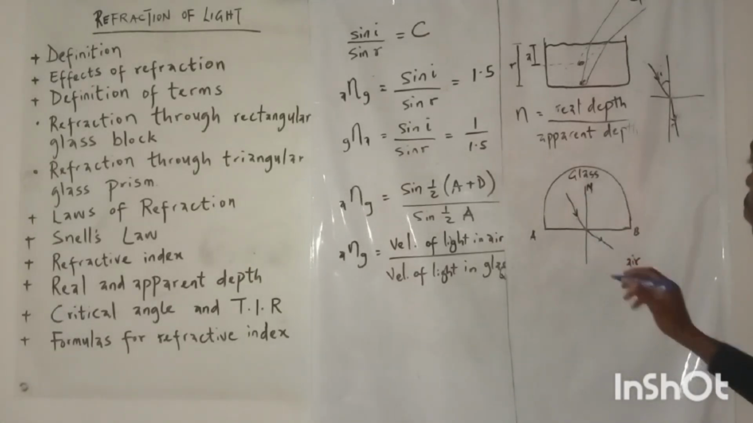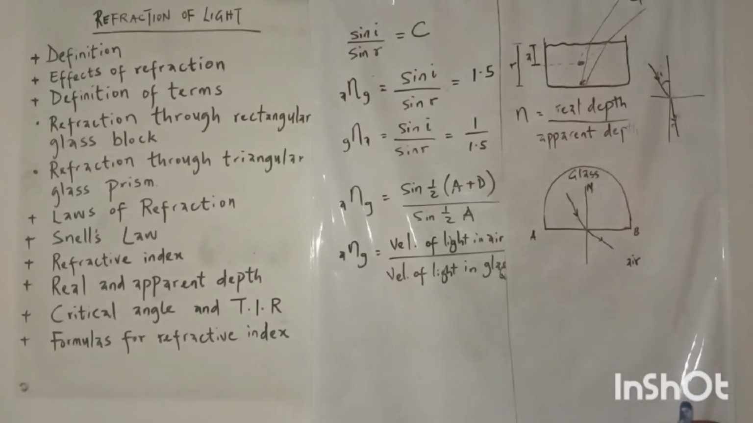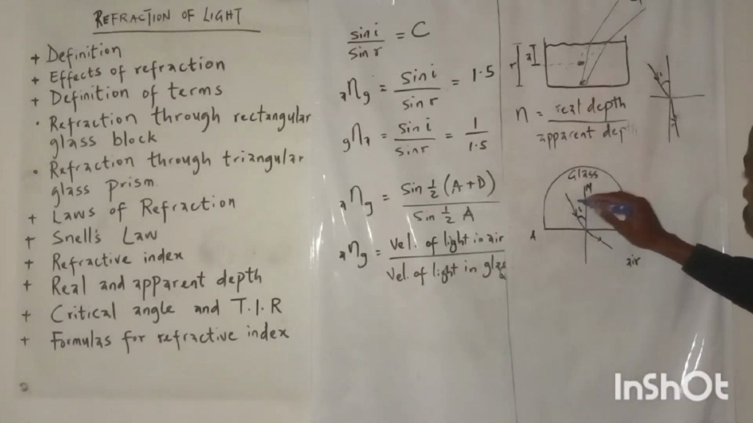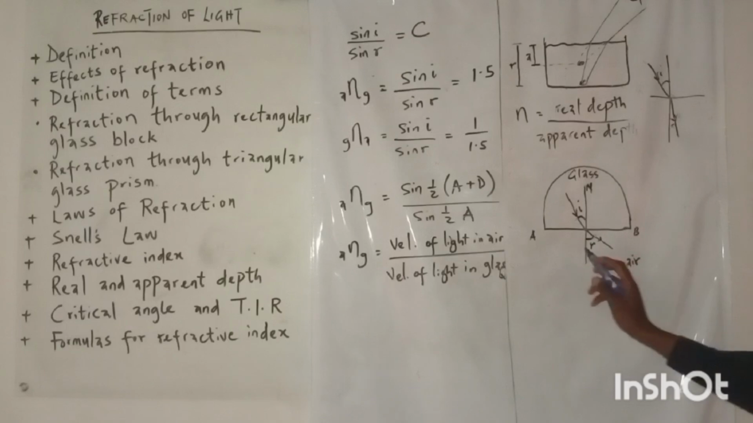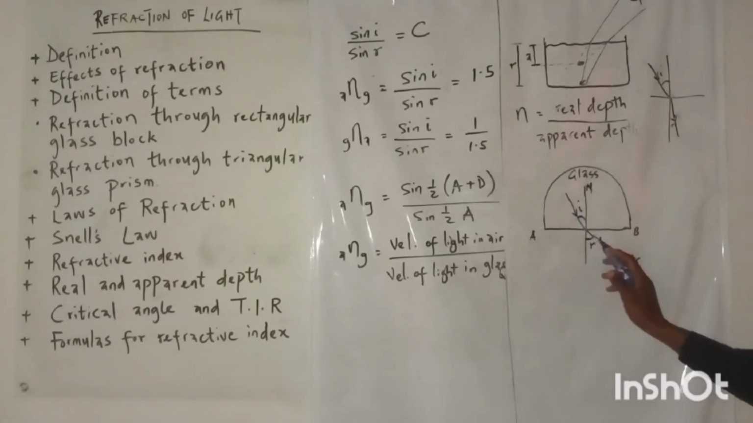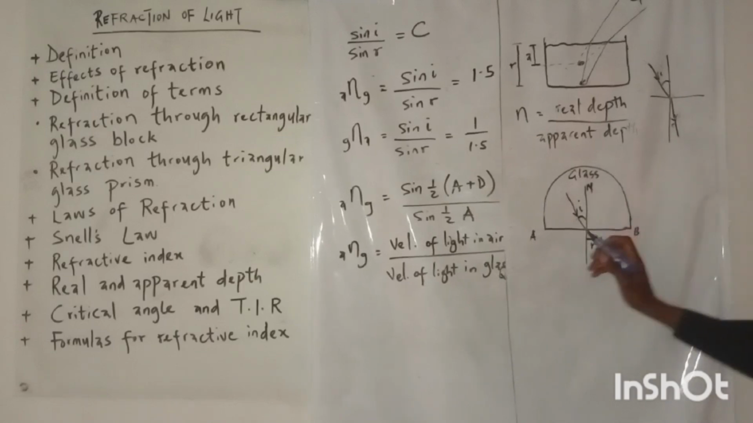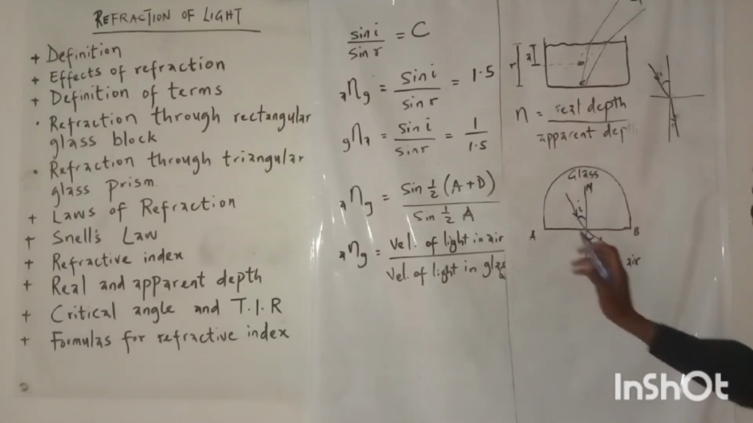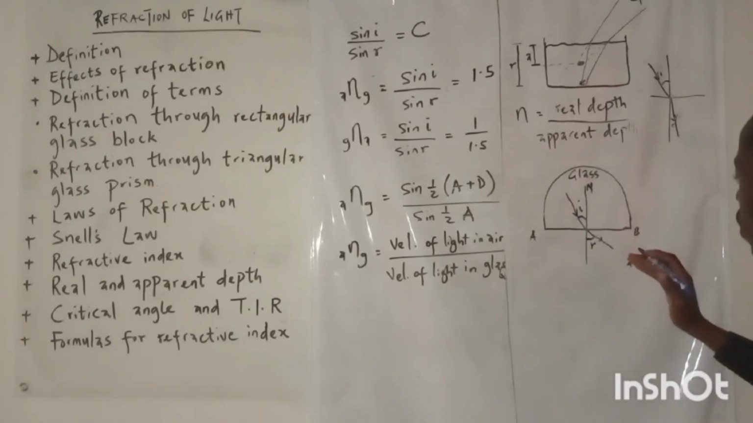This is the normal. Now the angle, this is the angle of incidence, this is the angle of refraction. If the angle of incidence increases, the angle of refraction will also increase, shifting away from the normal.